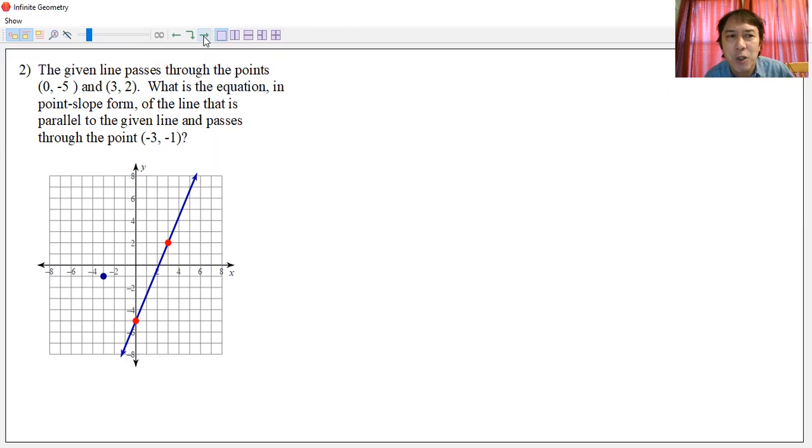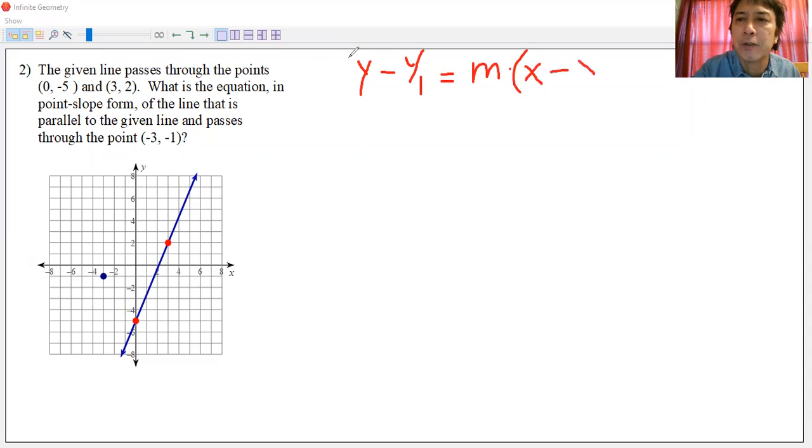So what is this point slope form? Okay, the point slope form is this. y minus y1 is equal to m, that's the slope, multiplied by x minus x1. So in this particular required equation, we need the slope m and the point (x1, y1). And the (x1, y1) will be this point here.